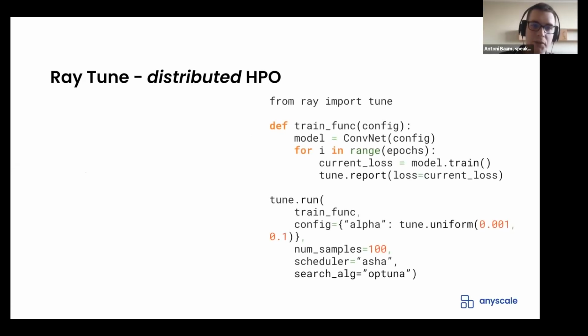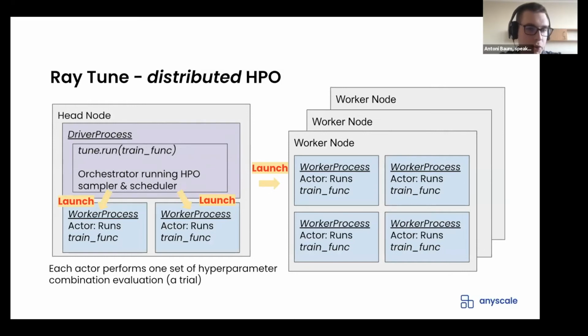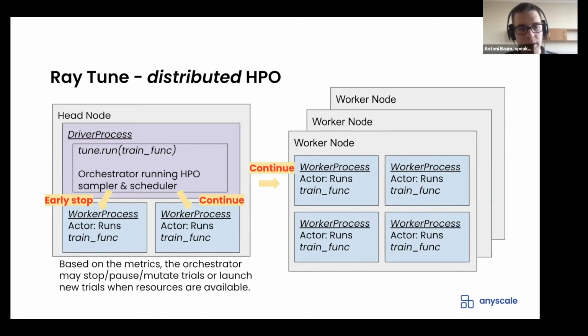So how does Ray Tune implement all of those architecture requirements? First, the user provides their own training function. This can be any calculation using any machine learning library. By using tune.report, the metrics are reported back to the orchestrator, which launches worker processes. Those worker processes each have one trial, and one trial corresponds to one combination of hyperparameters. Because we are running this in a distributed setting, those worker processes can be scheduled on both the head node and worker nodes as resources permit. The worker processes report back metrics to the orchestrator, which keeps track of all of the trials' progress. And based on those metrics, the orchestrator may stop, pause, or mutate trials, and it can launch new trials when resources become available, in other terms, when one of the worker processes terminates.